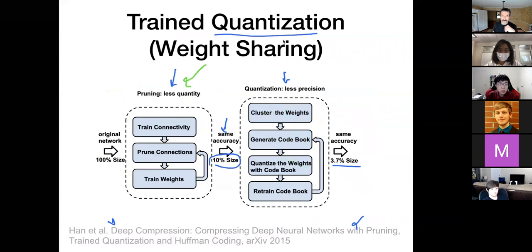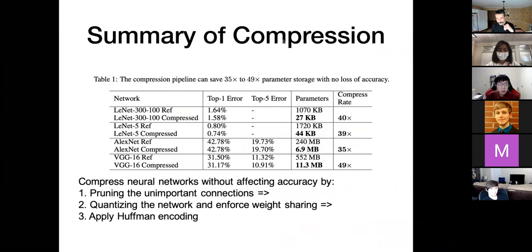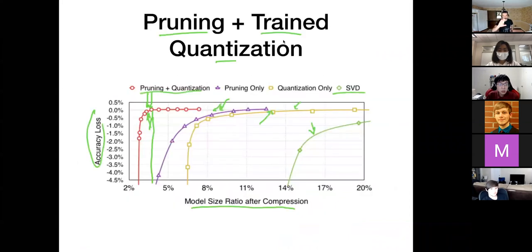meaning that you first do pruning, you do retraining multiple times, and then you do quantization and combine it as a pipeline, it works really well. You reduce your model size quite a bit without losing any accuracy.